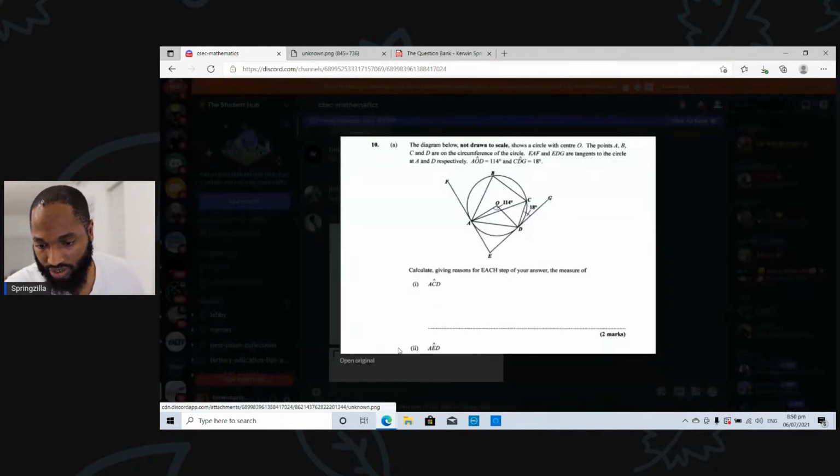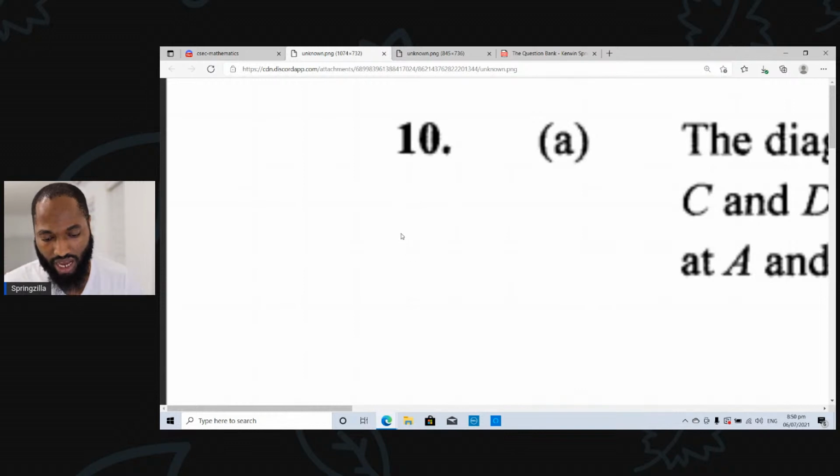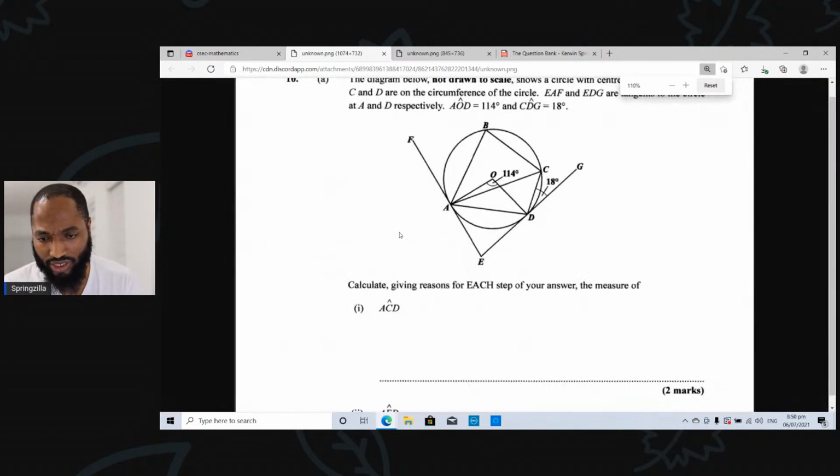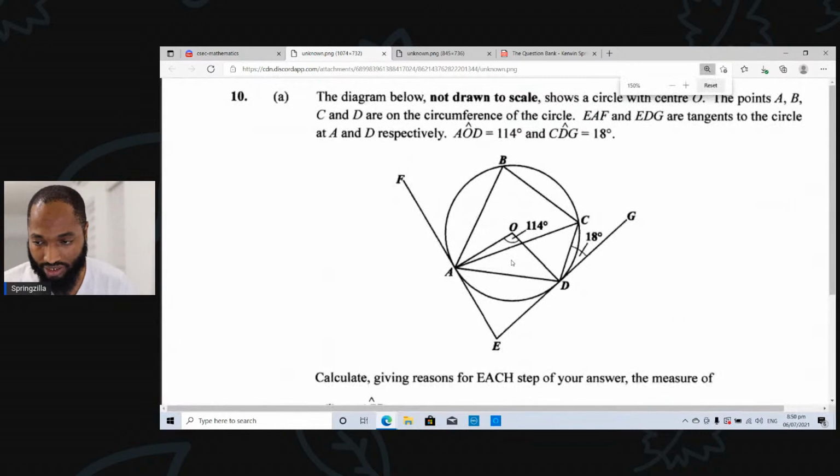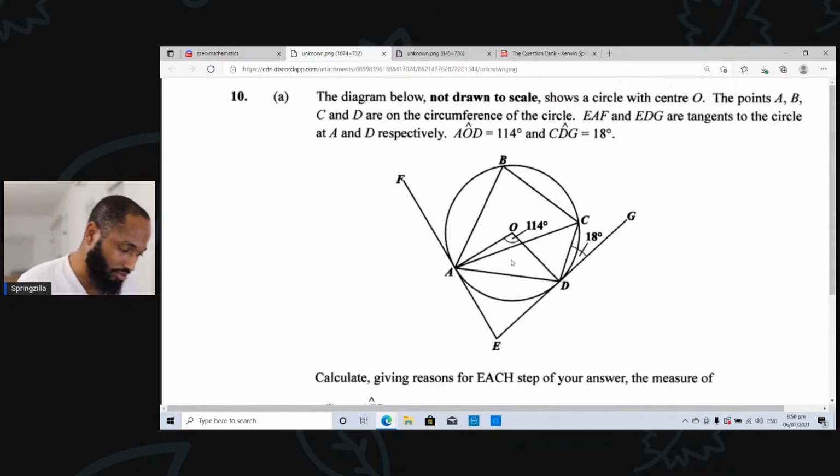Here we have a coordinate geometry question being asked of us. I like this concept where I can just do questions on the fly. And again, a nice mix here. So this is circle geometry. Diagram below not drawn to scale. This is one of the weird ones, EAF and EDG. I'm going to zoom in a little bit and get this part down first.